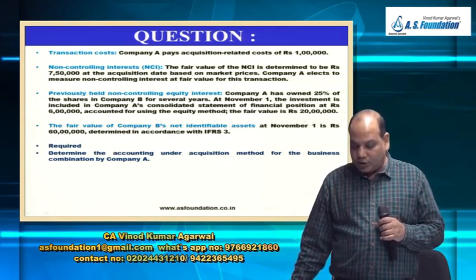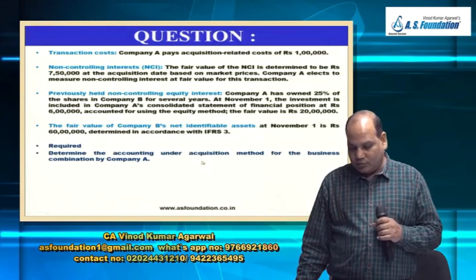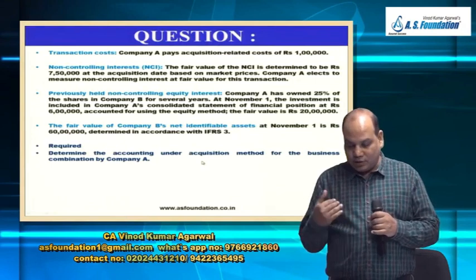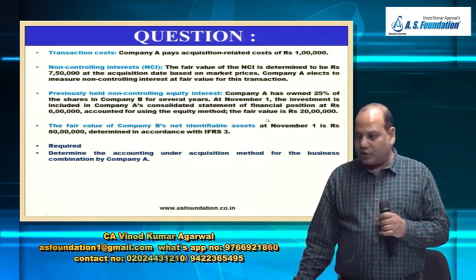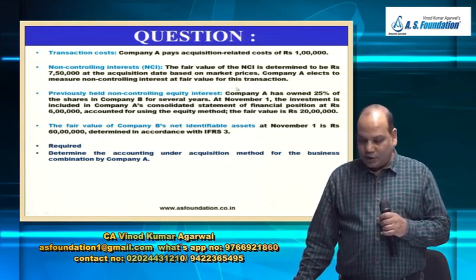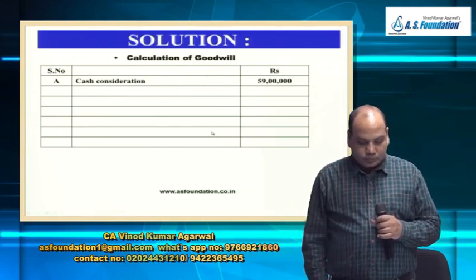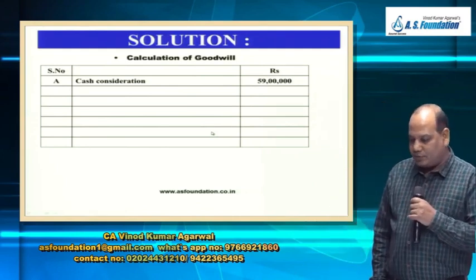Fair value of Company B's identifiable asset is 60 lakh. Determine the accounting under acquisition method for business combination by Company A. First we will calculate goodwill. Add three numbers. Consideration paid for 60% share, fair value of previously held equity interest, fair value of NCI, and compare that with net identifiable asset. Difference if positive is goodwill, if negative is gain on bargain purchase.